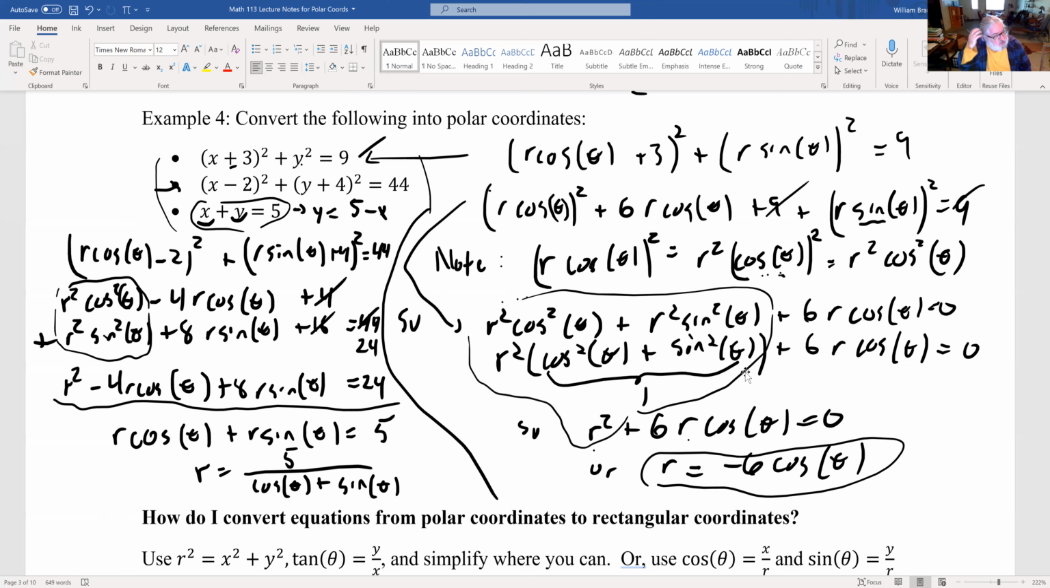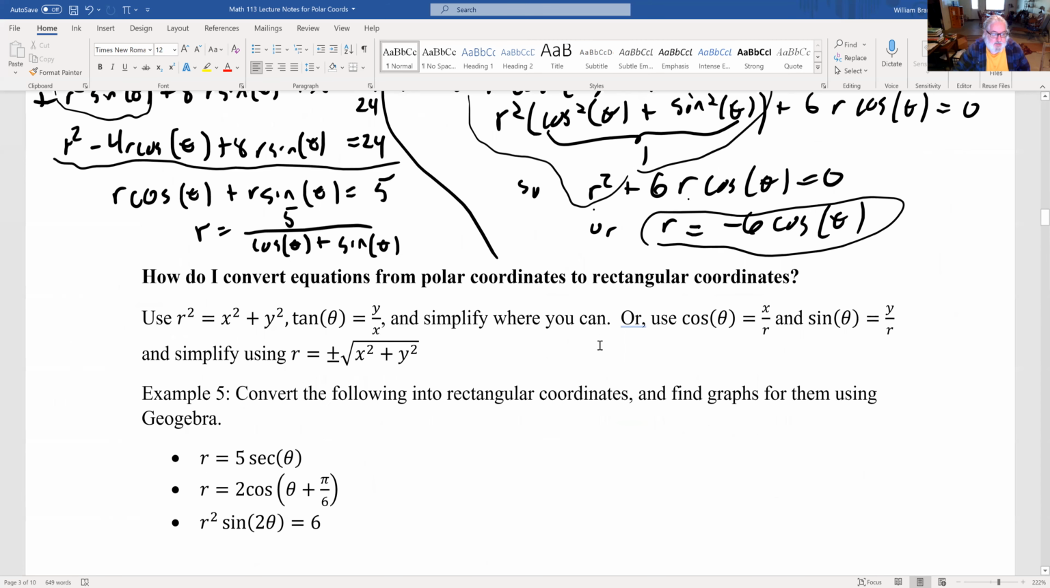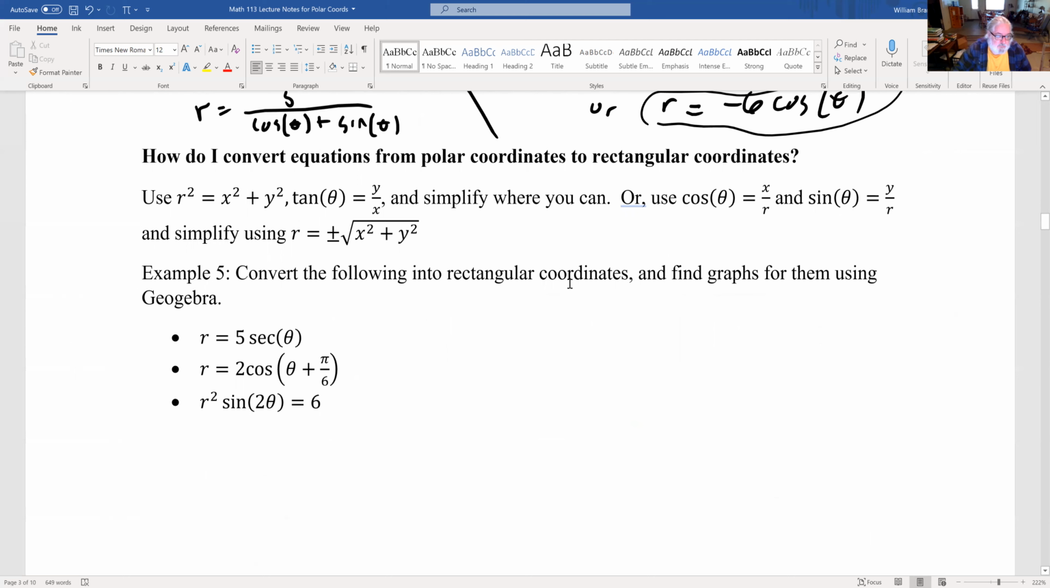Great, so there's how you can convert xy equations into r theta equations. Just replace the x with an r cosine theta, the y with an r sine theta, and see what you get. Sometimes it'll simplify, sometimes it doesn't. How do you convert from polar coordinates into rectangular coordinates? Well, this is the relationships between x, y, and r and theta. So plug those in, simplify where you can, or use cosine theta equals x over r and sine theta equals y over r, and simplify using this. So r equals 5 secant theta.